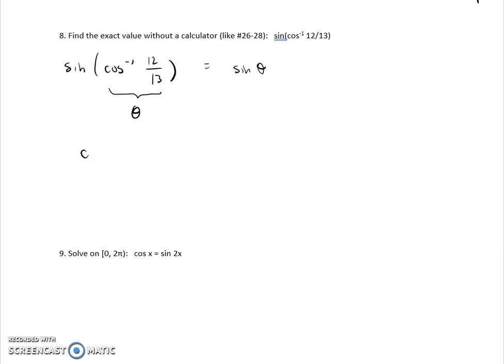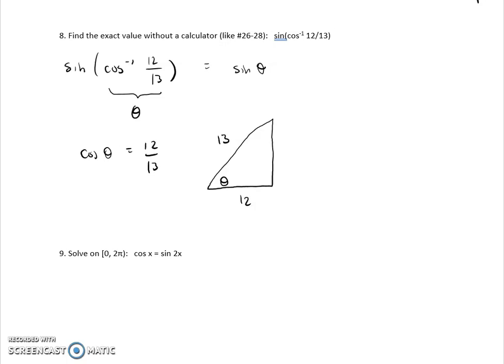Okay, that tells me that cosine of theta is equal to 12/13. That's what cosine inverse means. So I can set up a triangle from that. All right, so there's my theta. You can set yours up either way. Cosine is adjacent over hypotenuse.